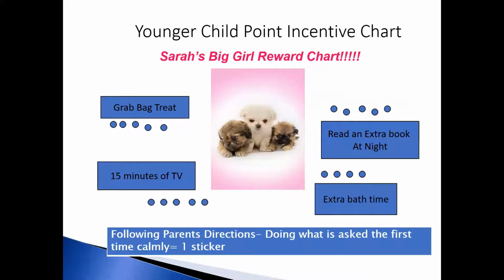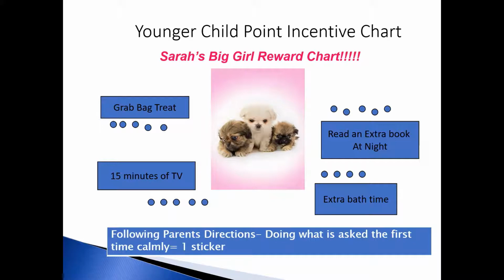So here's an example of a points incentive chart that Sarah had. On the bottom, it states what they were working for. So it was 1 sticker they would earn when they followed their parents' directions. The definition was doing what is asked the first time calmly. So each time Sarah's parents asked her to do something, if she did that the first time calmly, she would receive 1 sticker, and then she could stick the sticker here on her chart. So 5 stickers equaled grabbing a bag of treats, or 5 stickers could be 15 minutes of TV.